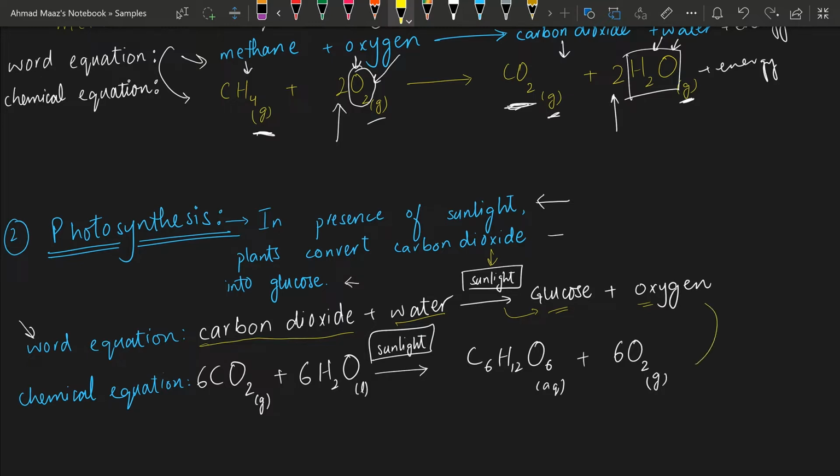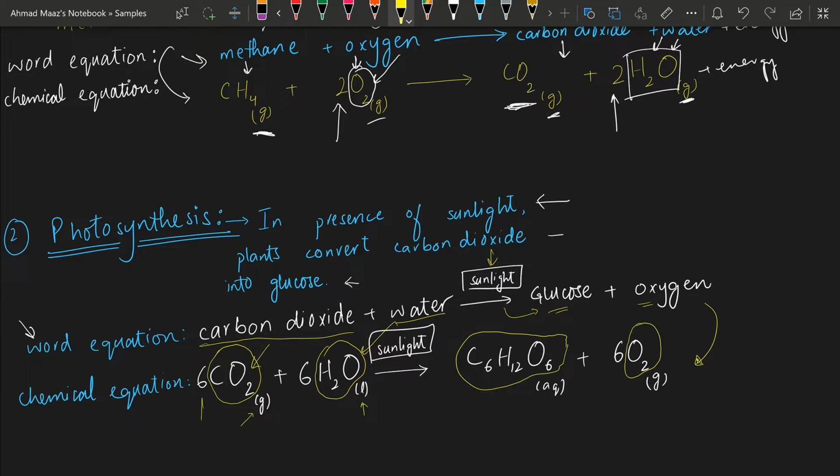A chemical equation for this reaction would be carbon dioxide, CO2, which is gas, it reacts with water, H2O, which is a liquid, and it gives glucose. Glucose is C6H12O6 and it gives oxygen. So this is a chemical equation for this.